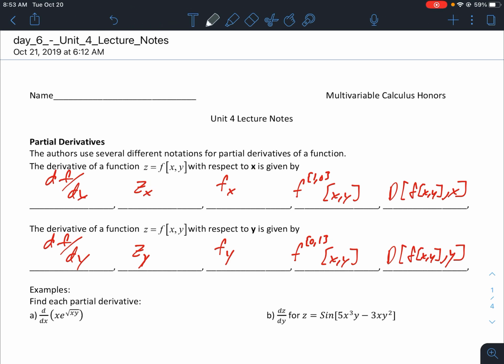Okay. One thing I do want to point out to you, just so you know, these middle ones here are f with subscript x or subscript y. It may not look like that from the way I wrote it, but it's supposed to be a subscript x or a subscript y. All right, so some quick basic examples here.